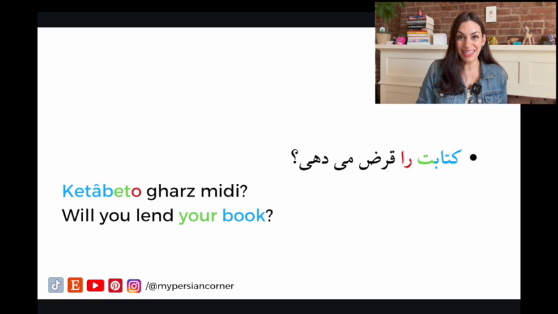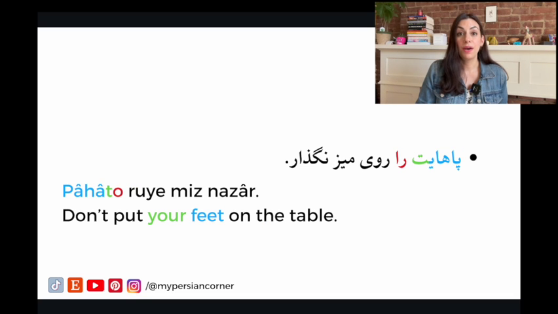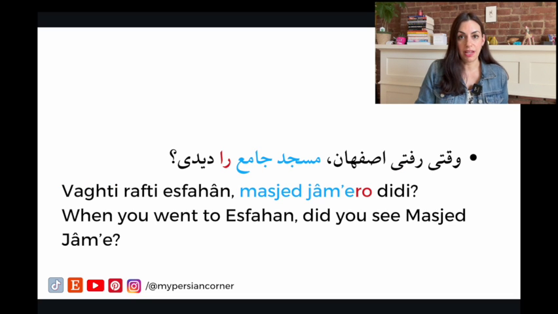کتاب تو قرض میدی؟ So again, we have this possessive of your book. کتاب, adding the ending et, کتابت, your book. کتاب تو قرض میدی؟ پاهاتو روی میز نذار. Don't put your feet on the table. So پاهاتو, your feet, روی میز نذار. So those were all possessives.